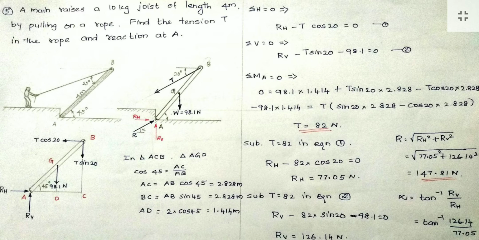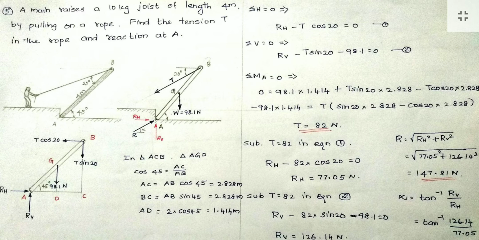And this G point means the weight is acting from the center of gravity point, which is the middle of the joist. From the middle point weight is acting. So this AD hypotenuse distance is 2 meter. AD can be found by using the cos theta of the triangle AGD. So here the AD value is 1.414 meter.